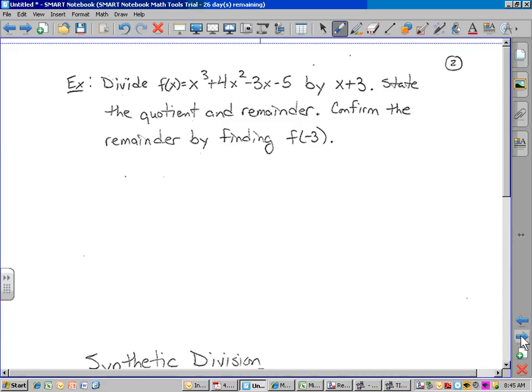So let's take a look at another example. We're going to divide this out. Divide f of x equals x cubed plus 4x squared minus 3x minus 5 by x plus 3. We want to know the quotient and remainder, and then confirm the remainder by using the remainder theorem, finding f of negative 3. So let's first do the long division.